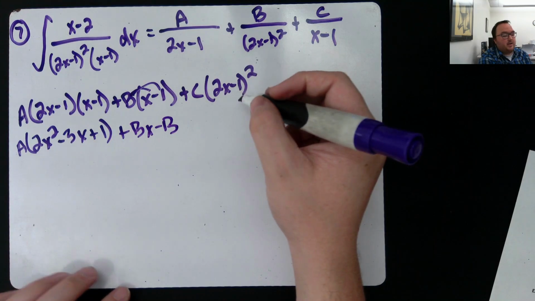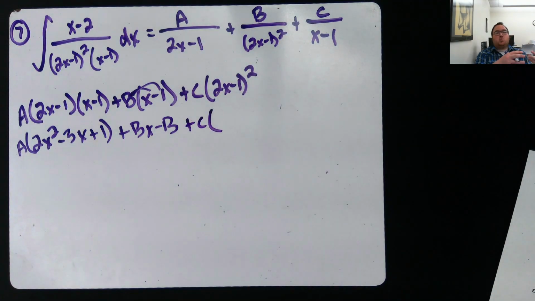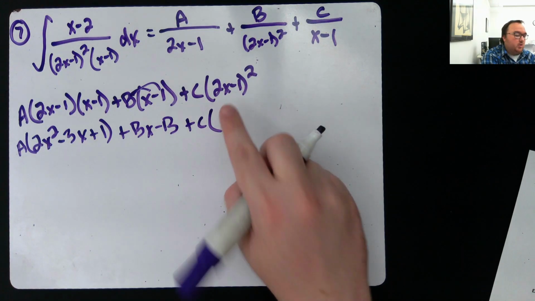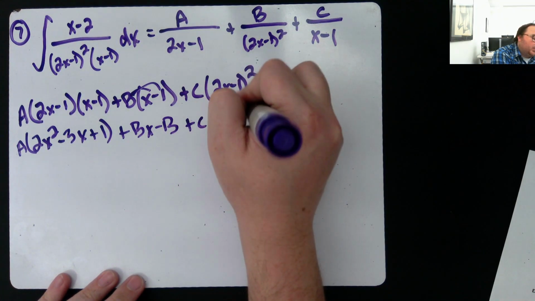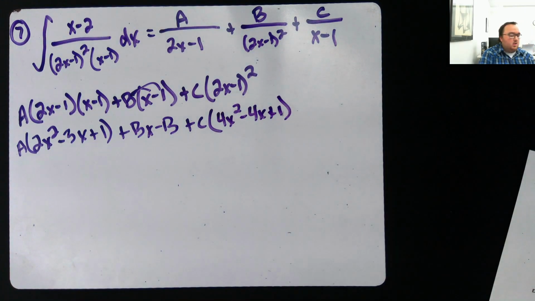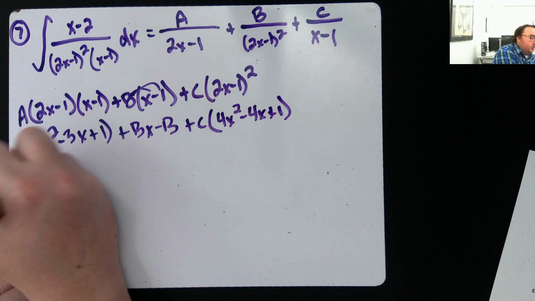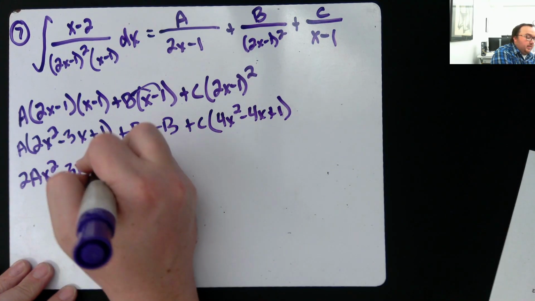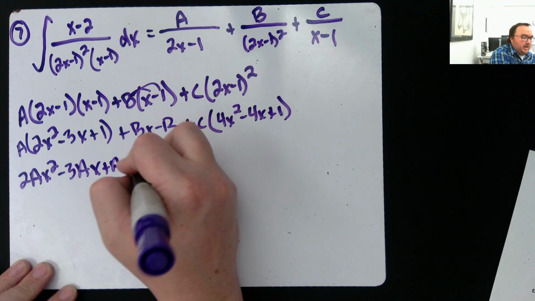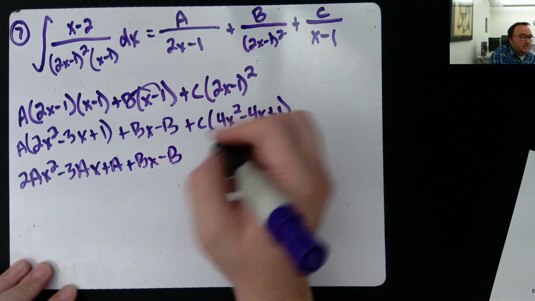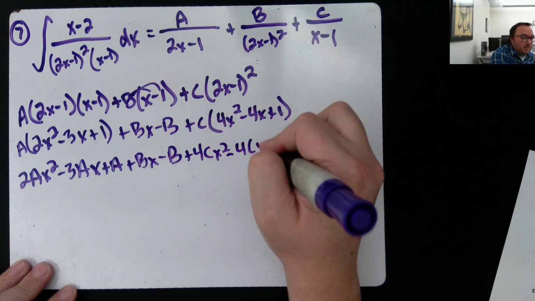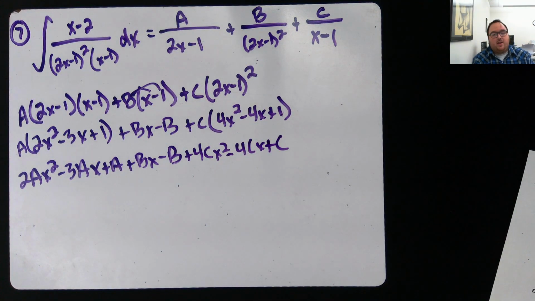And then 2x minus 1 squared, if we square it out, remember squaring it means I do it twice. 2x minus 1 quantity squared is going to be 4x squared minus 4x plus 1. Multiply by a here: 2ax squared minus 3ax plus a plus bx minus b plus 4cx squared minus 4cx plus c. And so now let's see what equations I can make here.